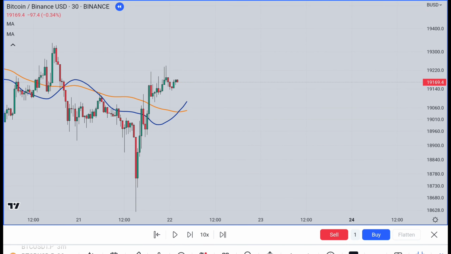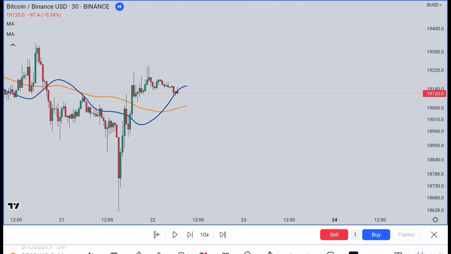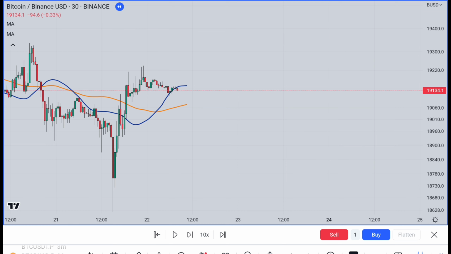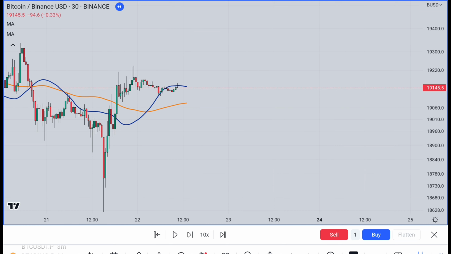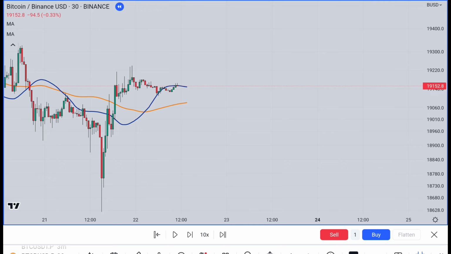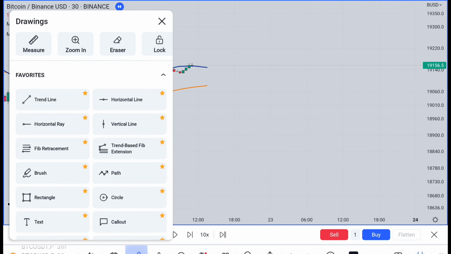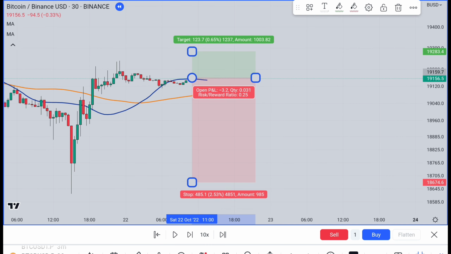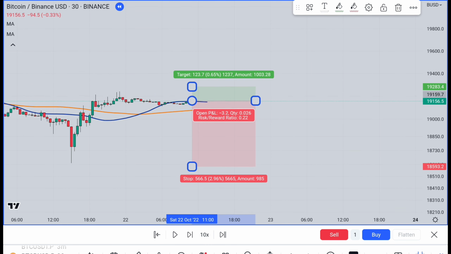Now let's look at an example of a long position. For a long position, the blue line must be above the orange line. First, a red candlestick must close between the two lines, and then a green candlestick must close above the blue line. Once all these conditions are met, the trader can enter into a long position.